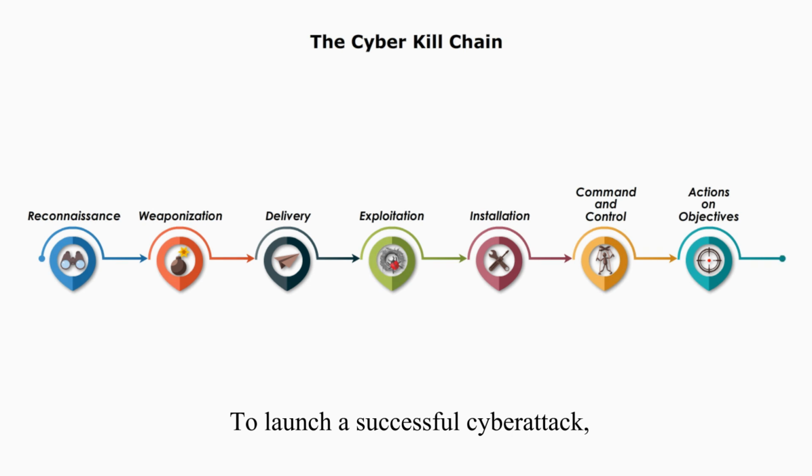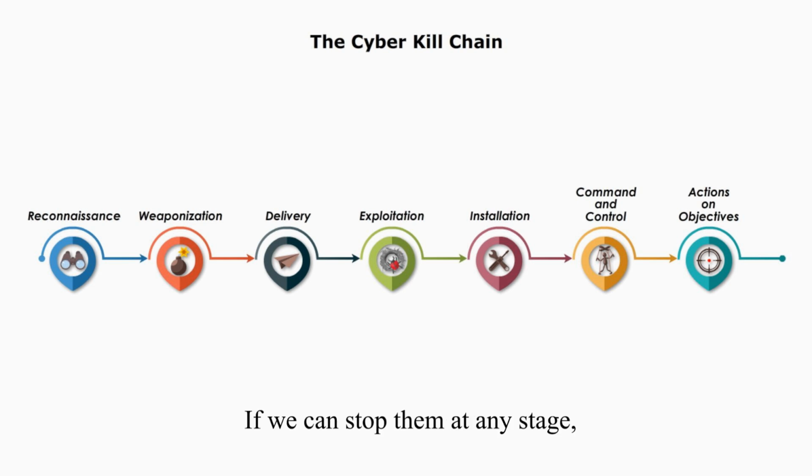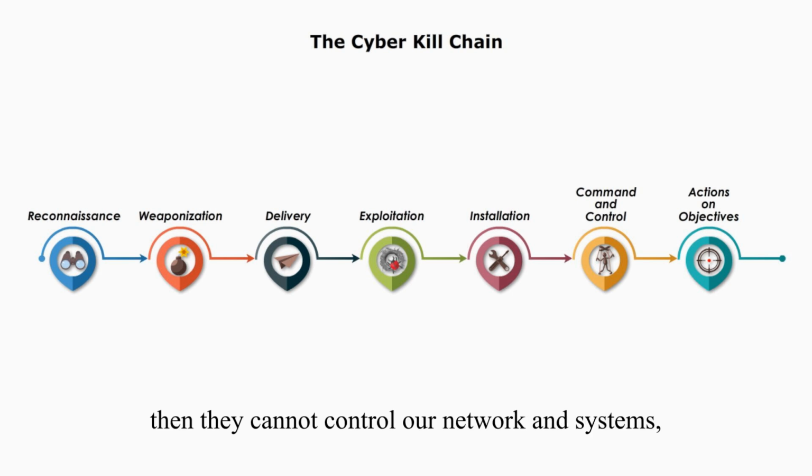To launch a successful cyber attack, hackers must go through each stage in sequential order. If we can stop them at any stage, especially at early stages, we can break the kill chain and compromise their attacks. If they cannot access our network and systems, for example, they cannot install the malware, then they cannot control our network and systems, then they cannot steal or destroy our data.